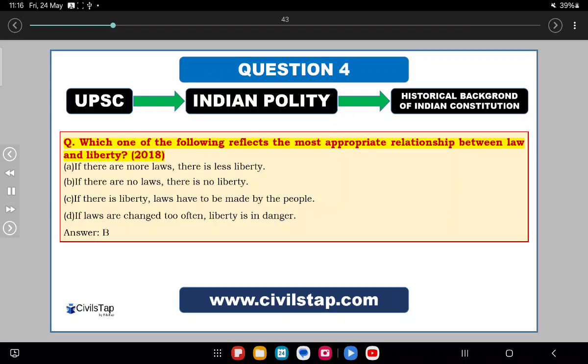3. Q. Which one of the following reflects the most appropriate relationship between law and liberty? 2018. A. If there are more laws, there is less liberty. B. If there are no laws, there is no liberty. C. If there is liberty, laws have to be made by the people. D. If laws are changed too often, liberty is in danger. Answer. B. Question 4. UPSC Indian polity, historical background of Indian Constitution.